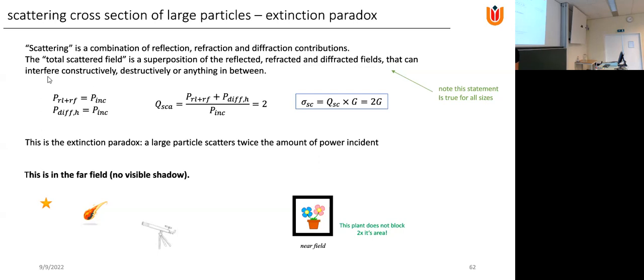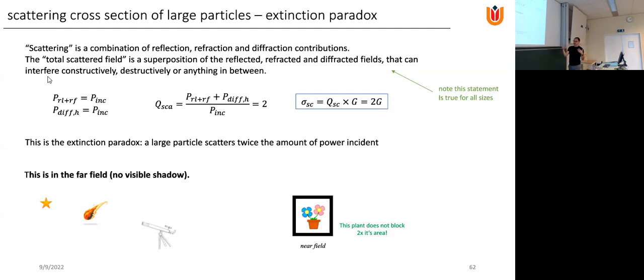Let's say you have a comet passing somewhere in outer space, which is illuminated by a star even farther away. You will not see, with any detector or any telescope, the shadow of the comet. You will just see a combination of the light that is reflected and diffracted. And then, in that situation, you will observe this extinction paradox. You will observe that twice the amount of light is changing direction.